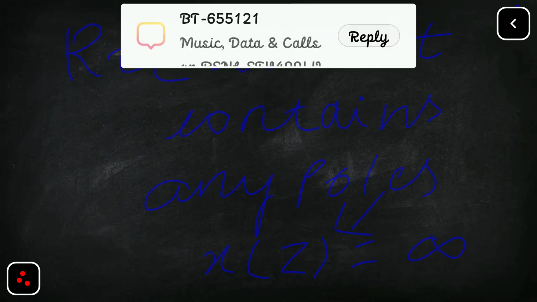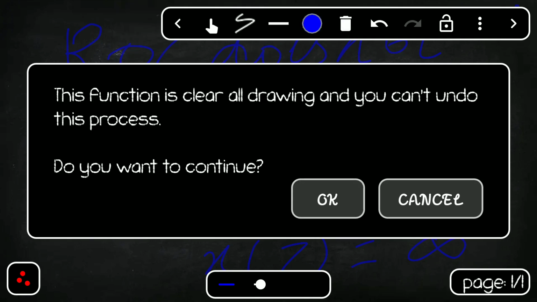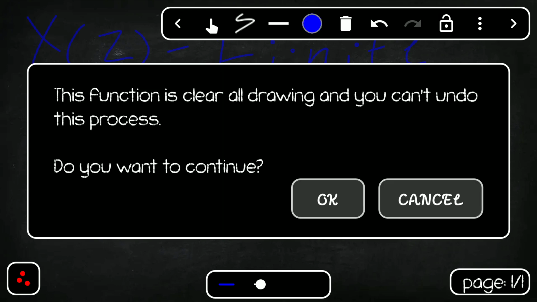The third point is, if your x of n is a finite sequence, so what is that? It is a sequence of finite duration, I can also say. I'll write it finite duration over here. Just a second, I'll rewrite it again. So it is x of n, I'm sorry, it is not x of z. So x of n we are considering, and we are saying that it is of finite duration.